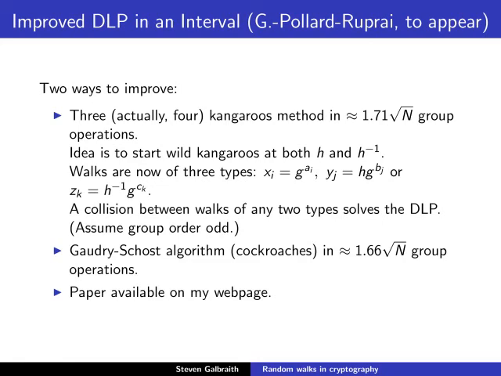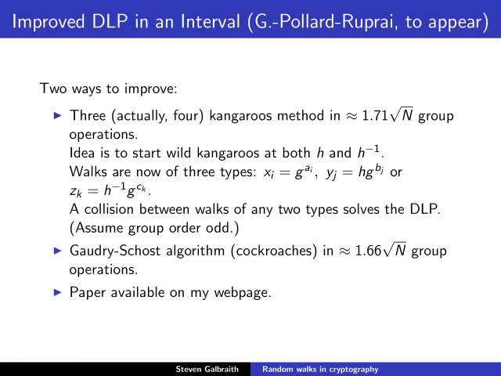The basic idea, I don't have time to do all the details, but the basic idea is to start wild kangaroos. You have two wild kangaroos. First thing you do is you slide your interval so that it's centered on 0, so it goes from minus n over 2 to plus n over 2. And then you start a wild kangaroo at H and another wild kangaroo at H inverse. So you now have three types of walks: tame walks, wild walks, and inverse wild walks. They all go in the same direction.